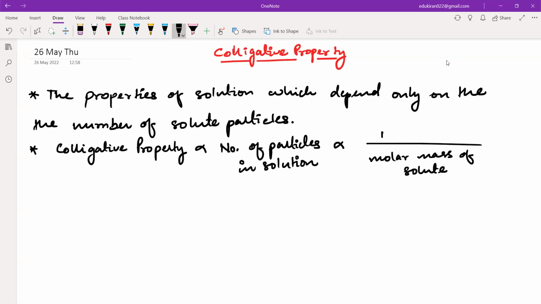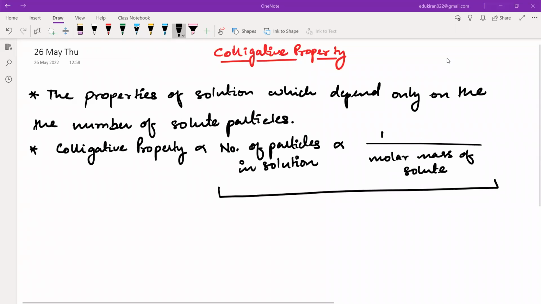It will be inversely proportional to molar mass of solute. Now tell me, how many of you understood this relationship? Number of particles and the molar mass. How is number of particles in solution inversely proportional to molar mass of the solute?